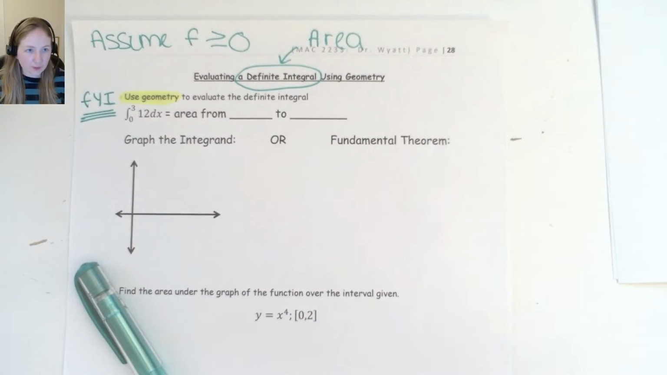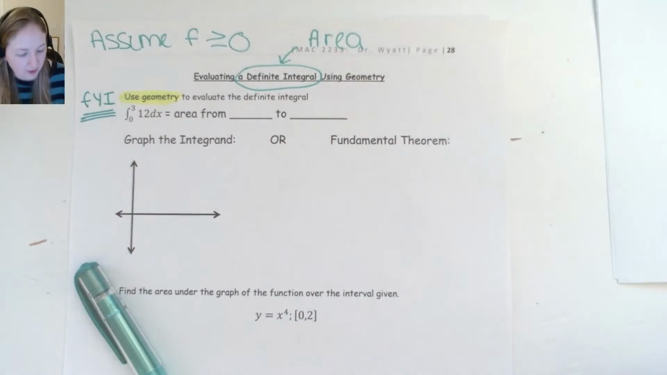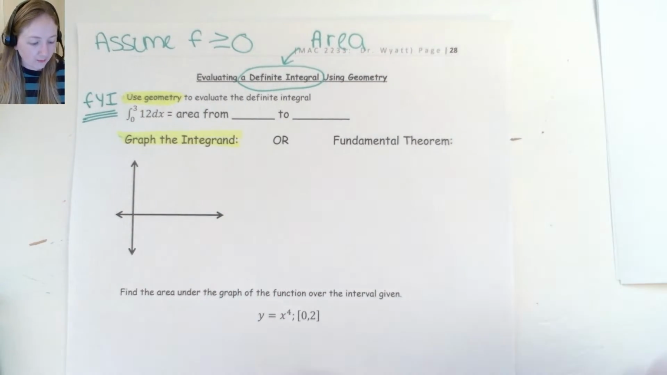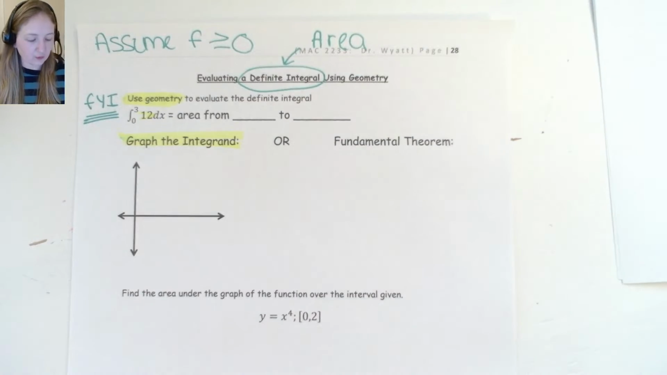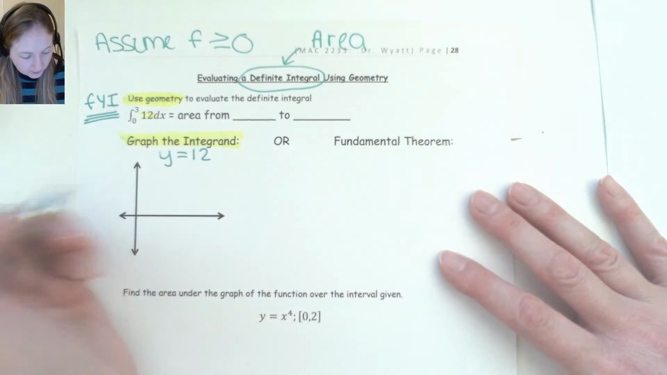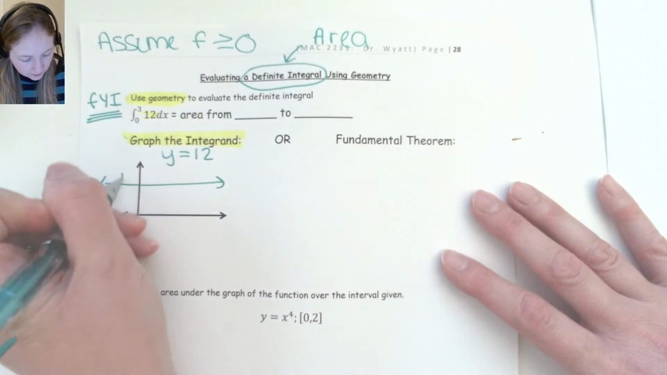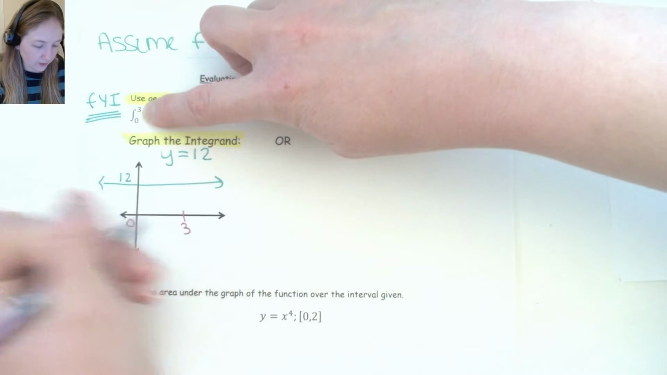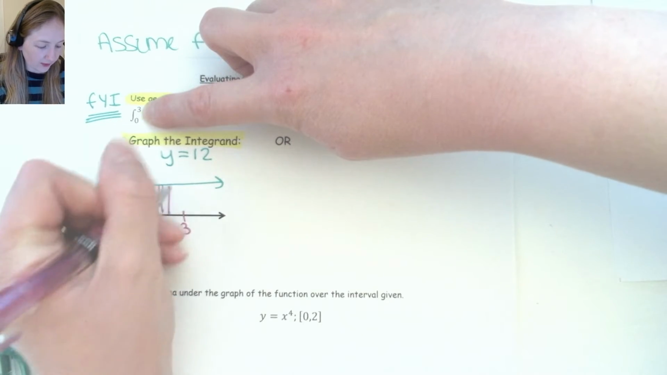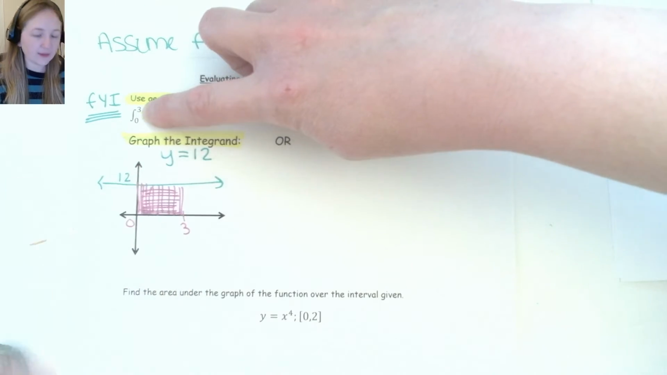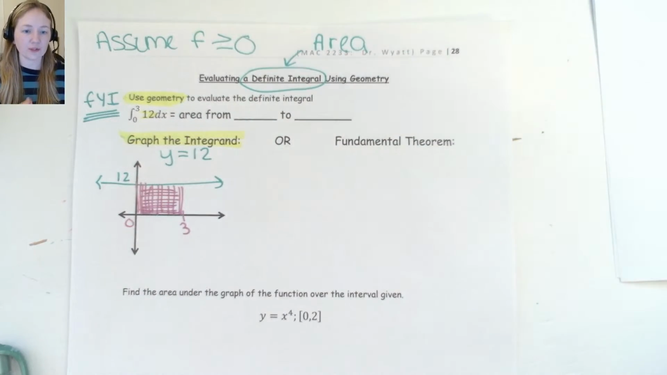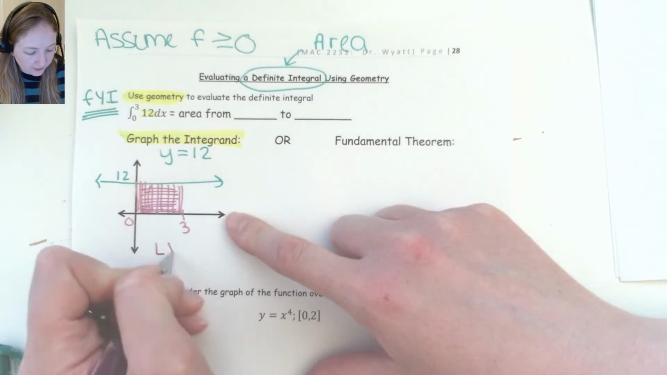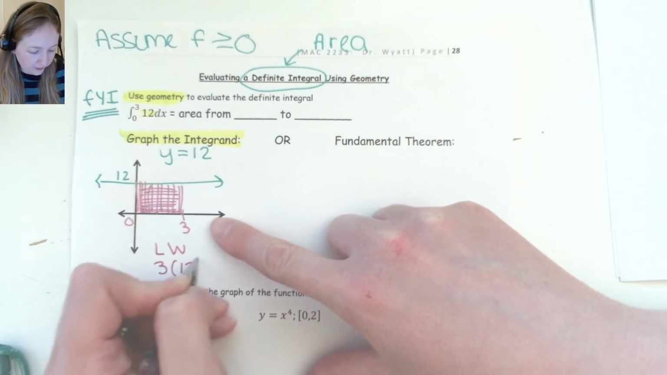There is a method, and I just want you to be aware of it, that you can technically use geometry to graph the integrand. So what you would do is you would say, okay, my integrand is 12. So if I graph y equals 12, that is just a horizontal line through 12. Then I have these bounds from 0 to 3. So basically, when I find the definite integral, I am trying to find this area under the curve from 0 to 3. And if you look at this particular problem, this is just a rectangle where the length of the rectangle is 3, the width is 12.